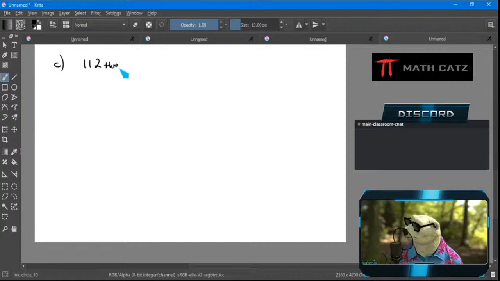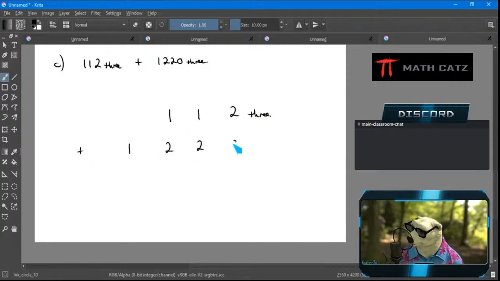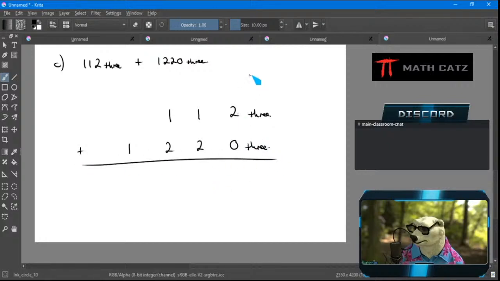112 base 3 plus 1220 base 3. Set it up. 112 for the first number plus 1220 for the next number. And I'm ready to go.